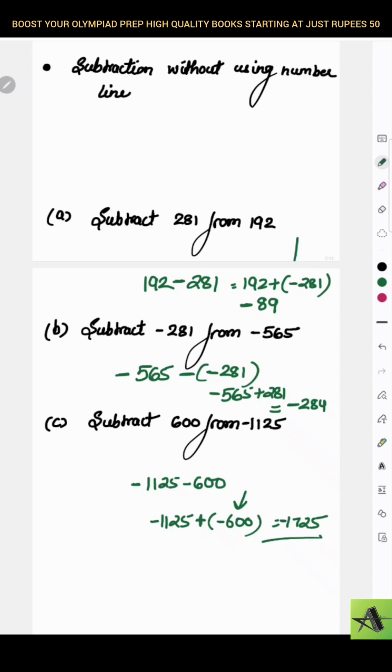So this was about the basic definition of integers, types of integers, predecessor, successor, and number line representation, and how to do addition and subtraction with or without using the number line.